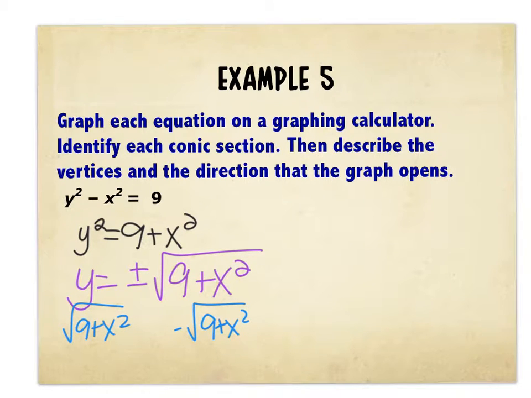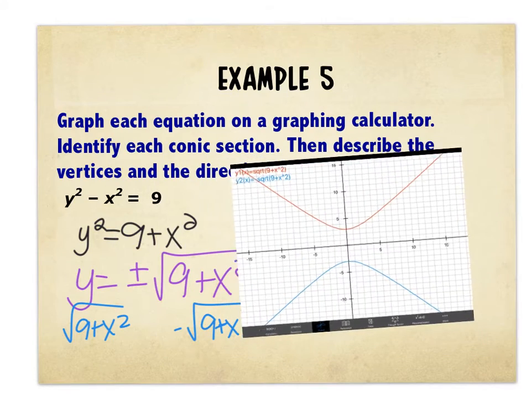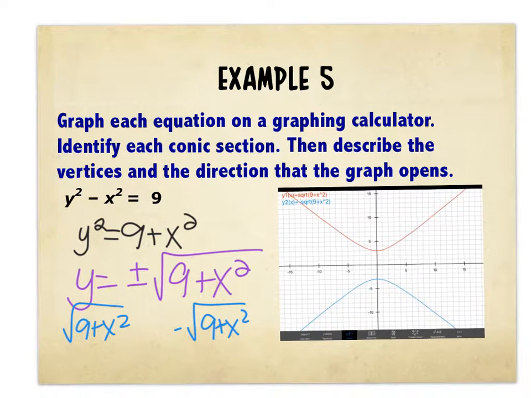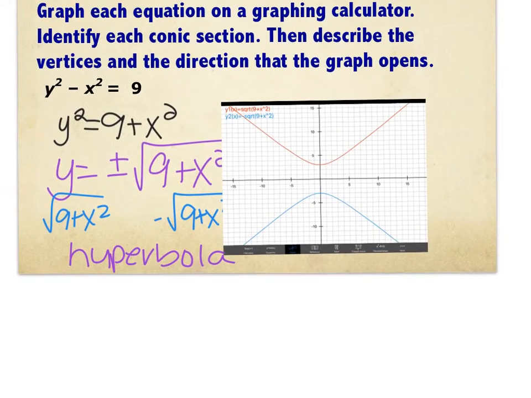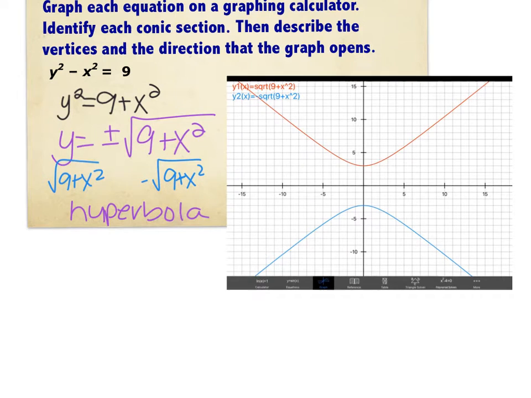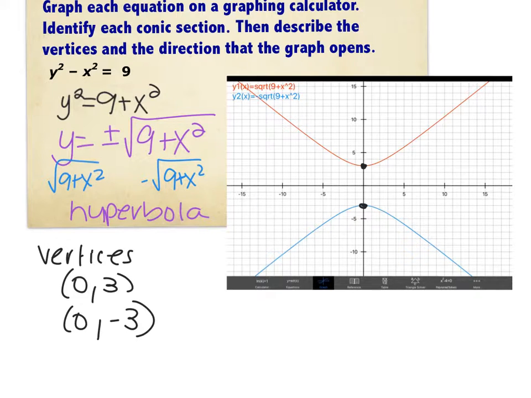Okay, so I'm going to pull in the picture. This is what we just got, which is a hyperbola. Okay, this time there's 2 vertices on a hyperbola, right? Because there's 2 parabolas. So one is here, which is at 0, 3. One is here at 0, negative 3. And then which way do these open? Vertically or horizontally? Vertically.